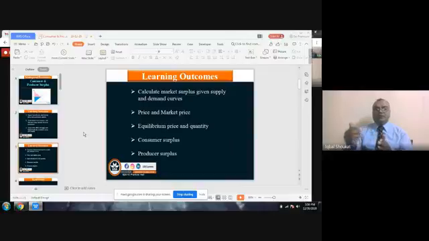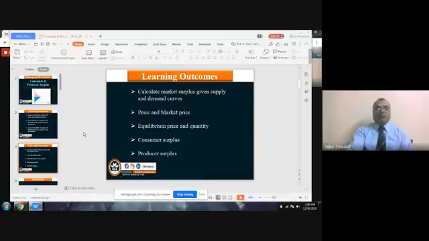Then they'll be in a position to calculate market surplus given supply and demand curves. Then they'll come to know what is the major difference between the price and the market price. Then they'll be in a position to elaborate the concept of equilibrium price and quantity, then what is meant by the consumer surplus, and at the last, they'll be in a position to explain the concept of the producer surplus.